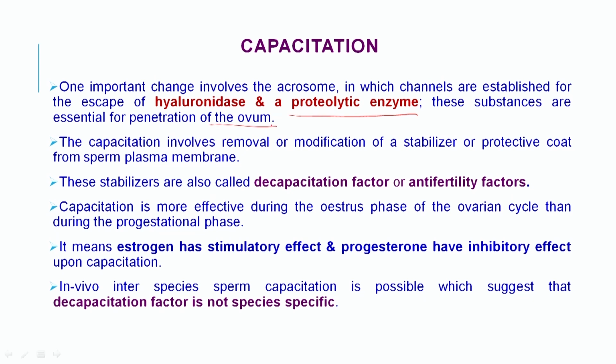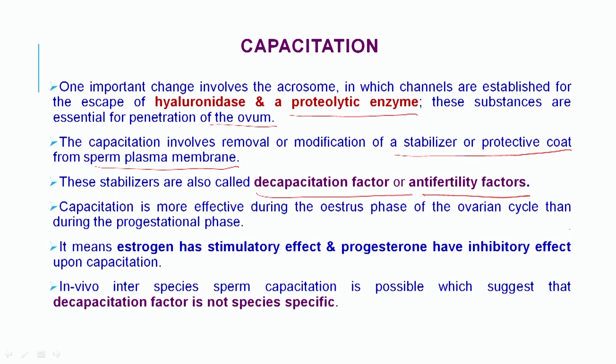Capacitation involves the removal or modification of stabilizers or protective coats from the sperm plasma membrane. These stabilizers are also called decapacitation factor or anti-fertility factor. That means if these factors are not removed, those spermatozoa may not be able to fertilize the ova. Capacitation is more effective during the estrous phase of the ovarian cycle than during the progesterone phase. This indicates that estrogen helps the capacitation process, whereas progesterone inhibits it.